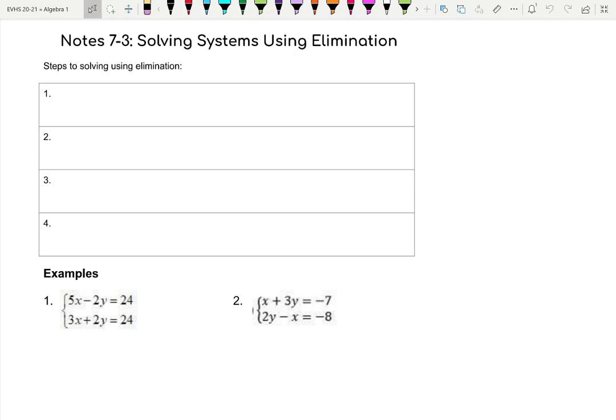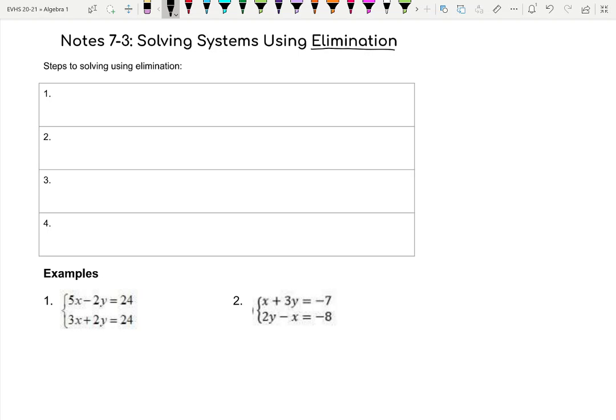All right, Patriots, let's move on to lesson 7-3, solving systems using elimination. Now, when we say elimination, what we mean is we're going to actually be causing one of the variables in our equations to be completely eliminated, or just kind of wiped out, and be able to use that process in order to solve for the remaining variable.